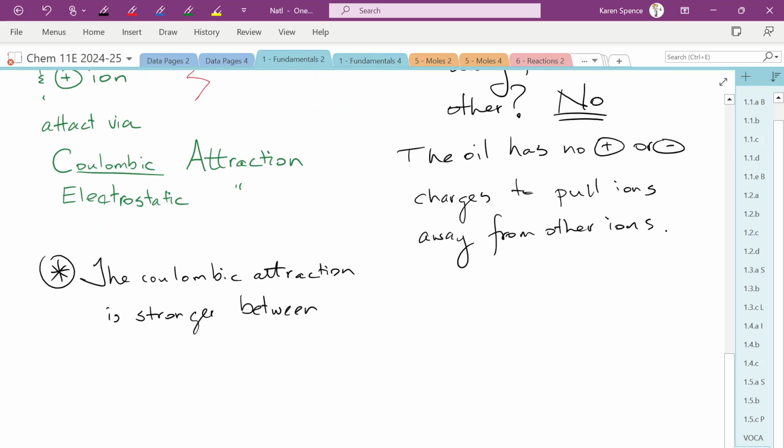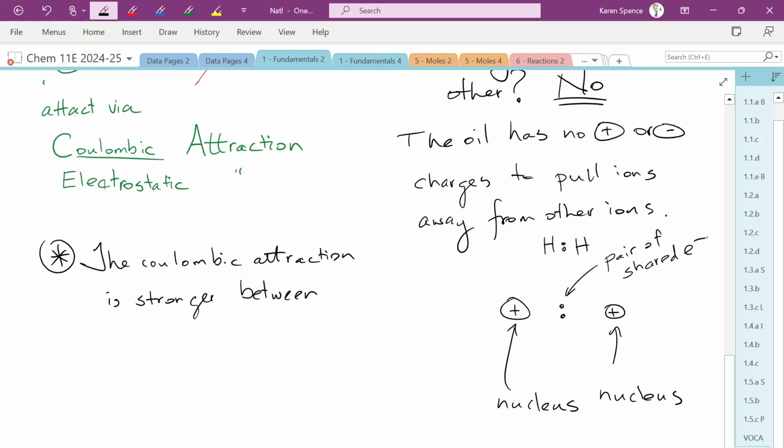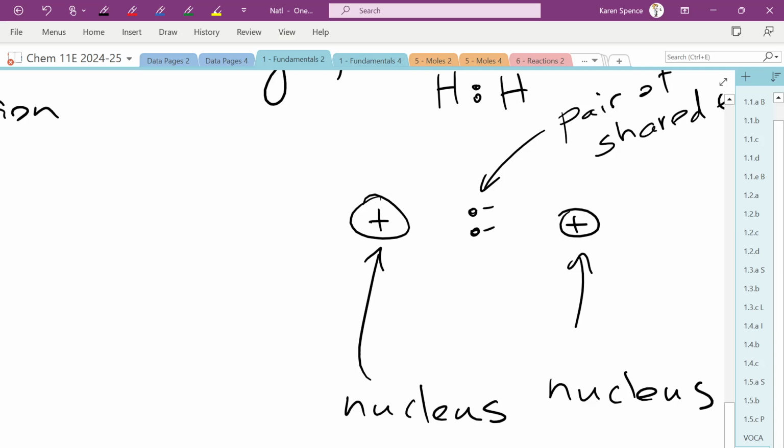In fact, if we look at a covalent bond, we have a nucleus and we have a nucleus. Let's say that this is a hydrogen molecule. In between those two nuclei, we have a pair of shared electrons. So what do we have here? We have positive charges next to negative charges, right? The electrons are negative. The nucleus is positive. And what does positive do to negative?